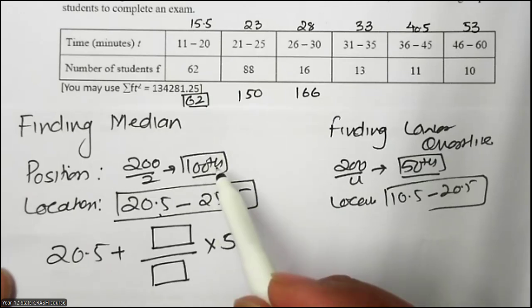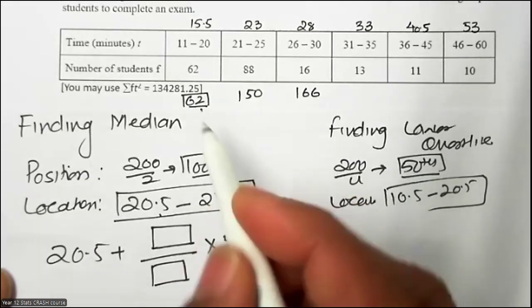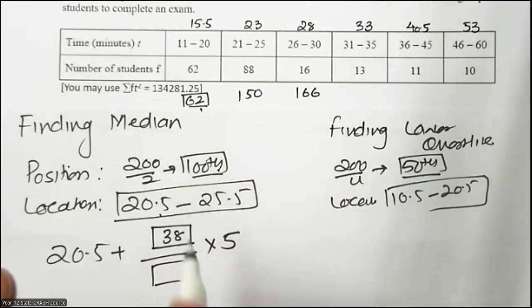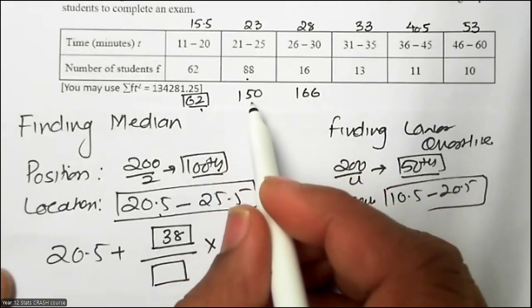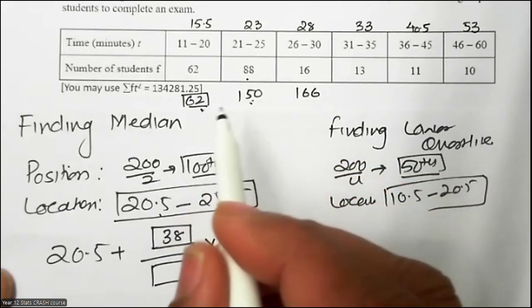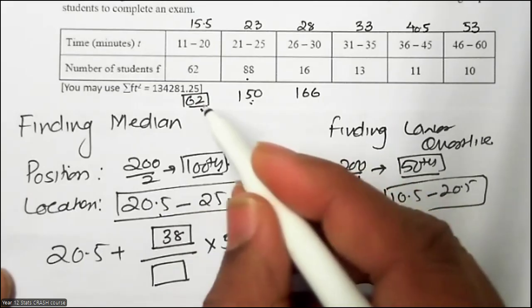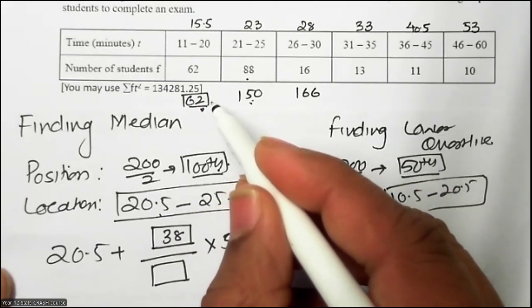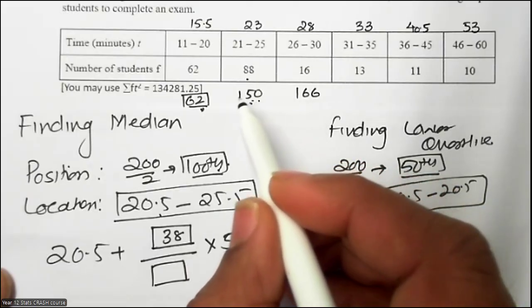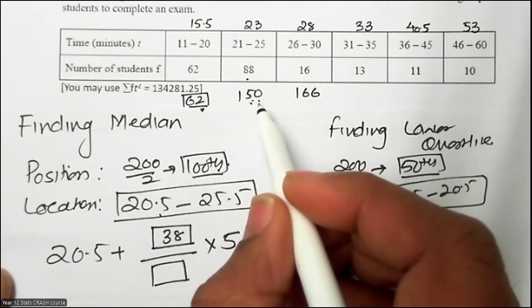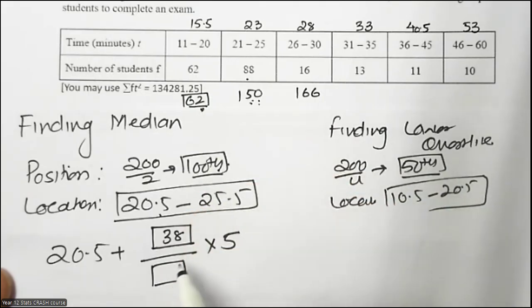How do I get that? I do 100 take away 62, which is 38. But in this interval, there are a total of 88. Or I do 150 take away 62. So remember, the position take away the cumulative frequency before that on the top, and the cumulative frequency of the interval take away the cumulative frequency before that at the bottom, which is just that 88, and times by 5. That should give you the median.